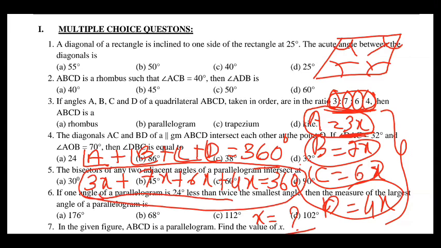Laiba? What is it? 6 plus 4, 10. 10 plus 7, 17, plus 3, 20. It is how many x? 20x is equal to 360 degree, correct? Now, how will you find the value for x, only x? 360 over 20, right? Yes.